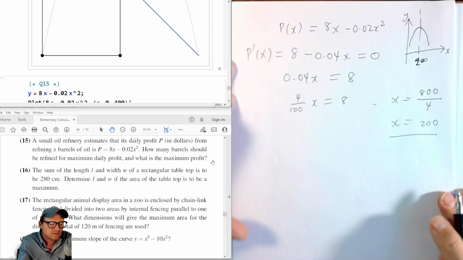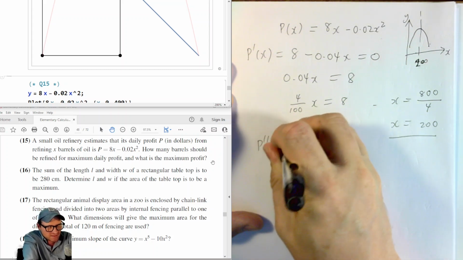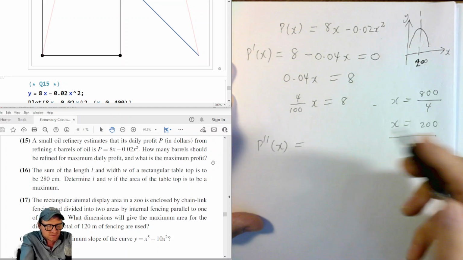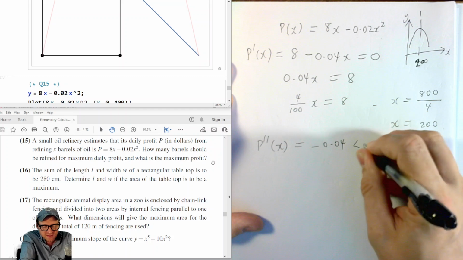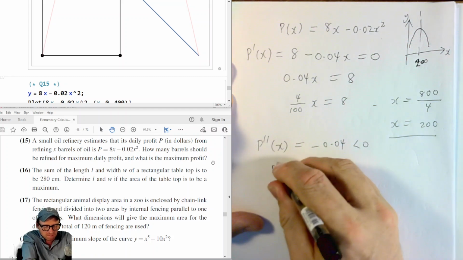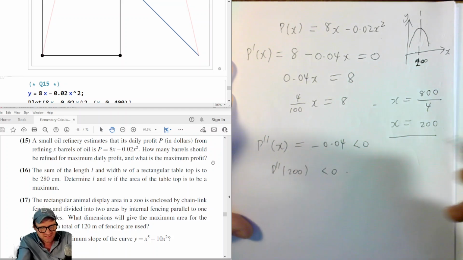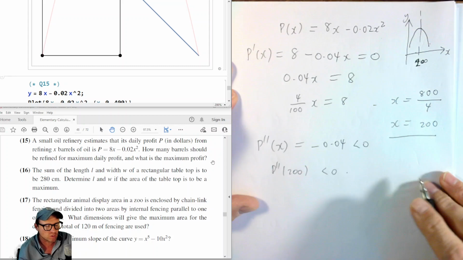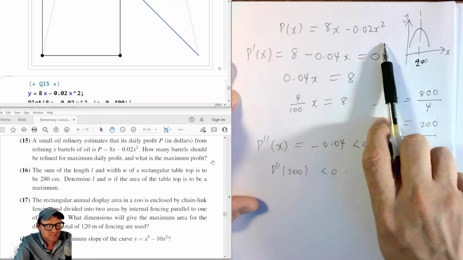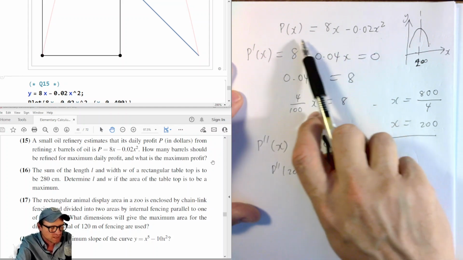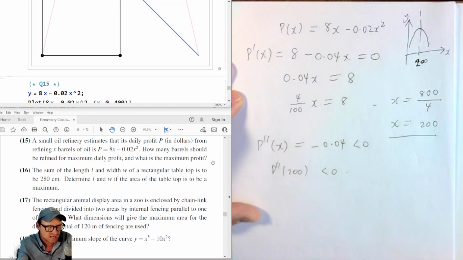All right, so next, let's confirm this is a local maximum by taking the second derivative and applying the second derivative test. So the second derivative is the derivative of this, which is minus 0.04, and that's negative, and it's negative at 200 as well. Okay, so this is a local maximum, but it's also a global maximum because our domain is positive barrels of oil, so x is greater than 0. And then we would want to go up until we meet the axis again, where this profit becomes negative.